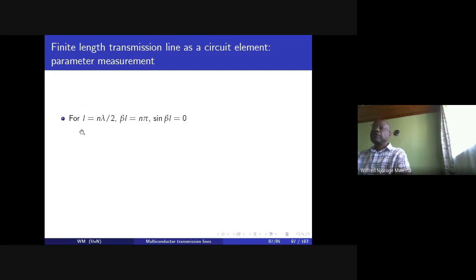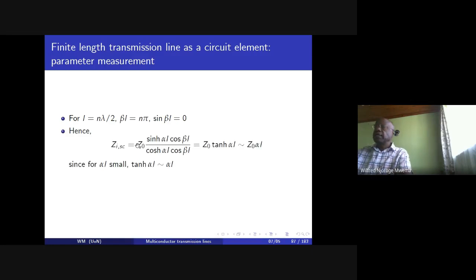So for L equal to n lambda by 2, we see that the electrical length beta L is just going to be given by n pi radians. And therefore, for all values of n, the sine beta L is going to be 0. And we can see that the short-circuited line input impedance is just going to be given by Z0 hyperbolic tangent of alpha L, because the cos beta L will cancel out.